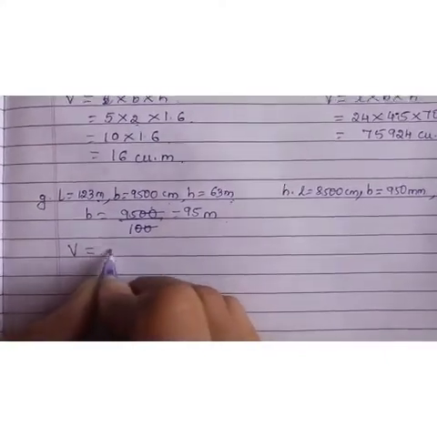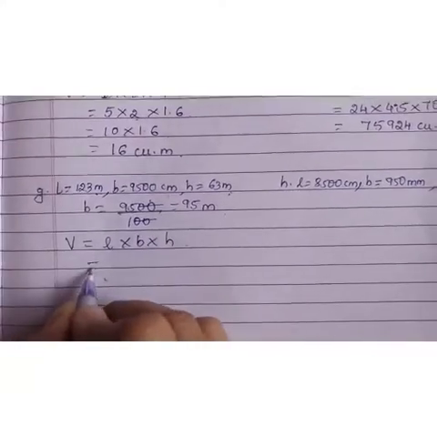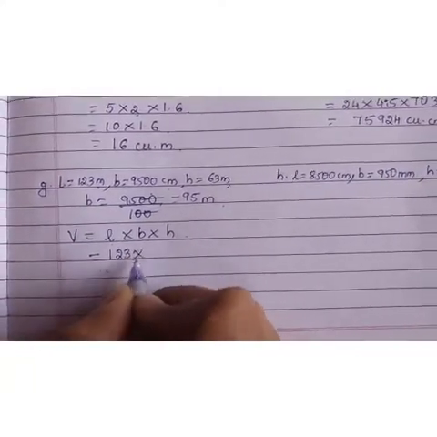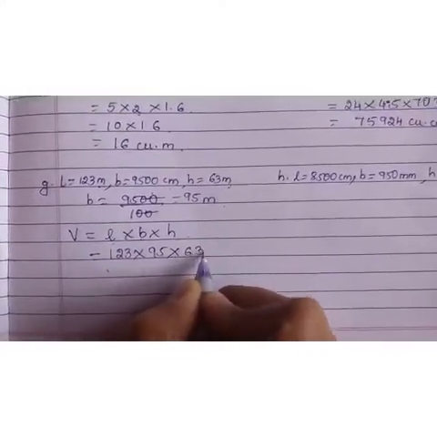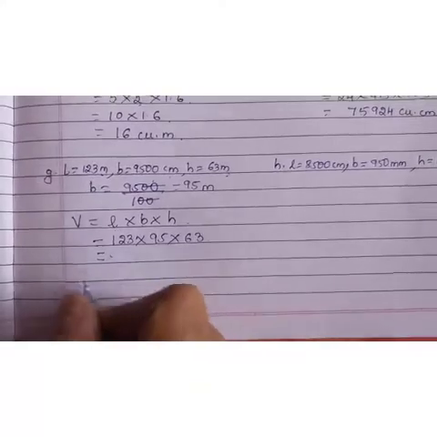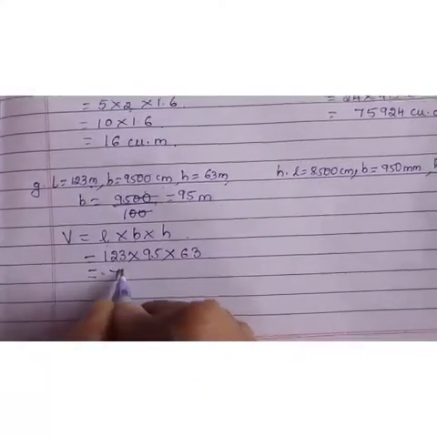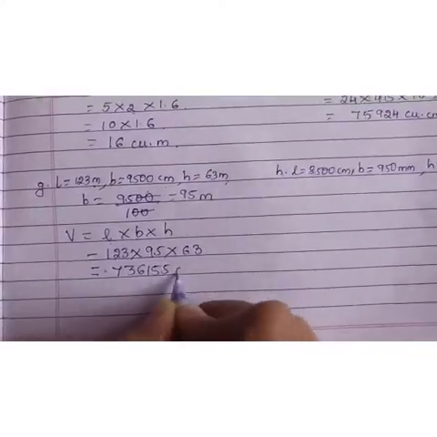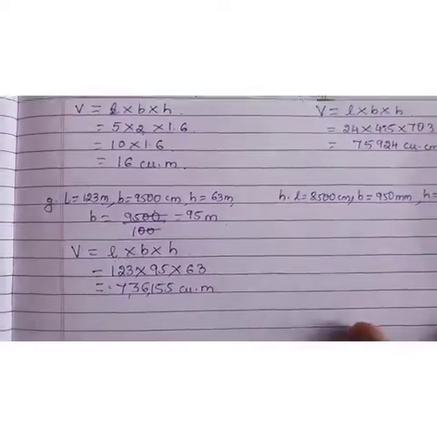Put the formula, volume is equals to length into breadth into height. So length is 123 meter, breadth 95 and height is 63. When you multiply all these three, you get the answer 736,155 cubic meters. Is it clear, children?